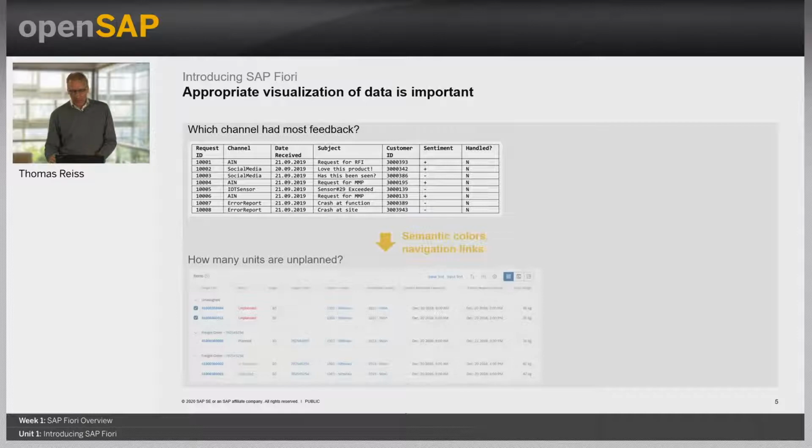So of course, these days we have far more opportunities. With Fiori, for example, we've got semantic colors. So if you want to know how many units are unplanned, it's the 2 red ones. That's very easy to see. We've also introduced, for example, navigation links as well, so much richer experience.